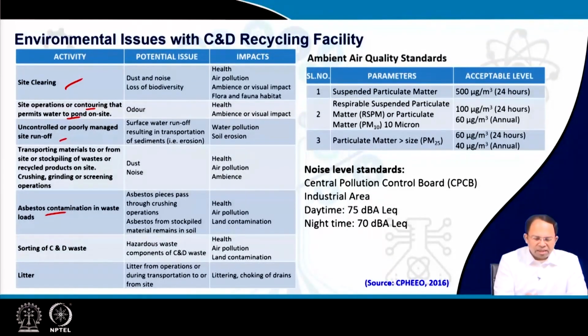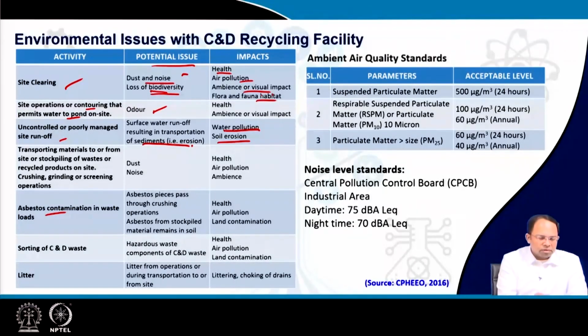So, these are different aspects, and each of them results in certain potential issues, like site clearing results in dust and noise, loss of biodiversity maybe. Then site operations, this ponding, may result in some odor. Then uncontrolled or poorly managed site runoff results in transportation of sediments or erosion, which leads to water pollution and soil erosion. Similarly, dust and noise lead to health issues, air pollution, ambience or visual impact, and impact on flora and fauna. Based on loss of biodiversity, they are impacted.